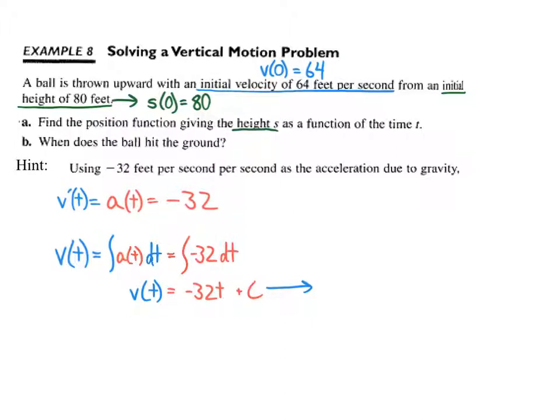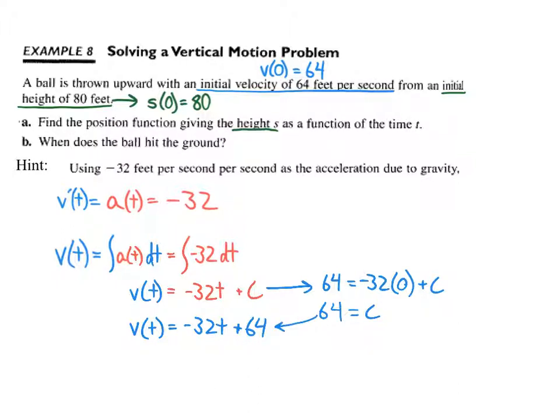So I have my 64 equals negative 32 times 0 plus c, so c does equal 64 in this case. And that gives me my final velocity function, which is negative 32t plus 64. So there we go. But we're not done, because we didn't want the velocity function, we wanted the position function.